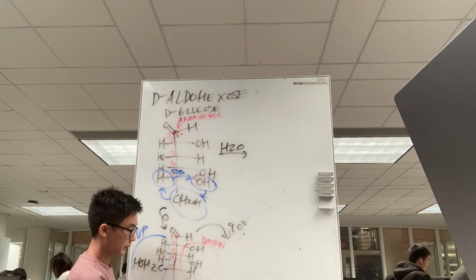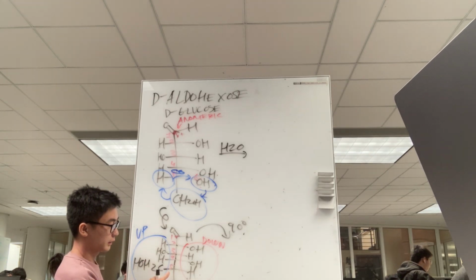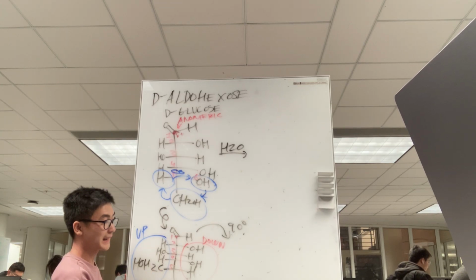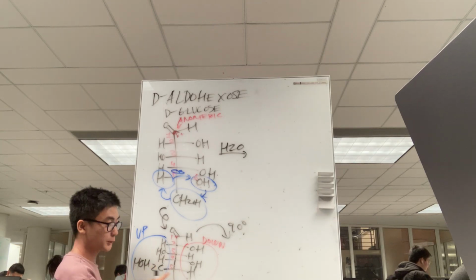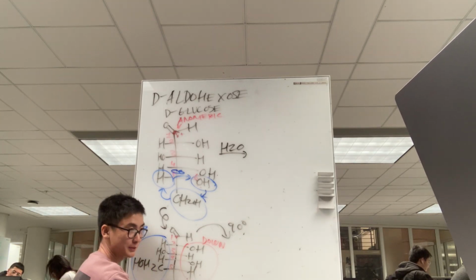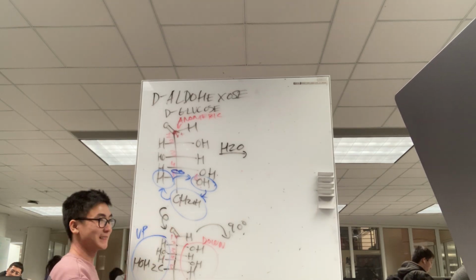I meant for the CH2OH group. Yes, yes. Because I know some of them draw it the wrong way down. If the CH2OH is going down instead, then you know that came from an L sugar. If the CH2OH is going up, that came from a D sugar. Yeah, so that's good.